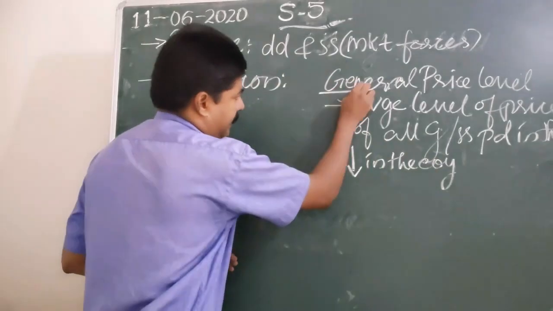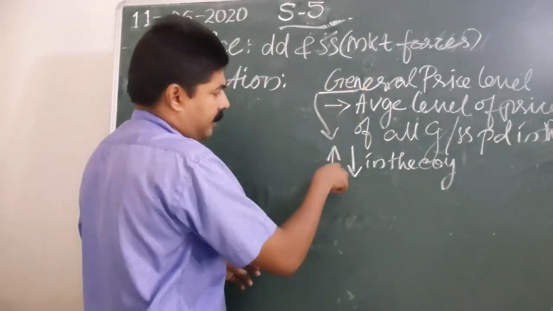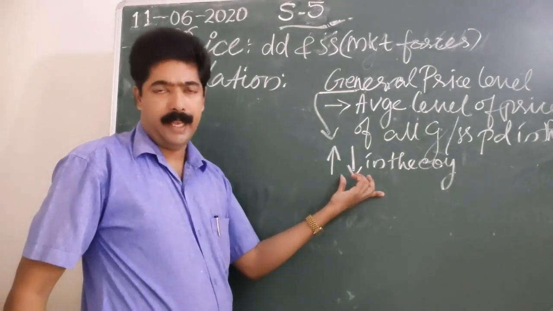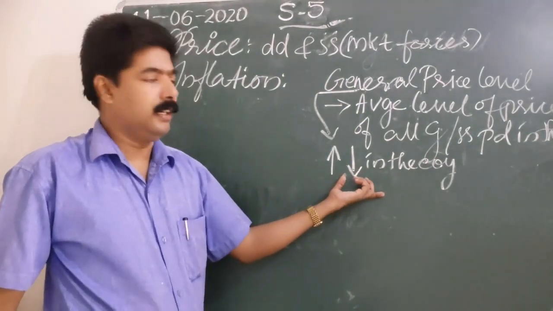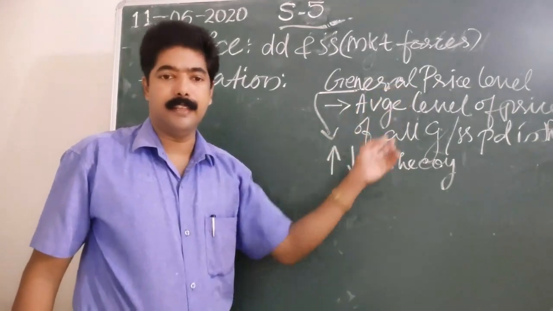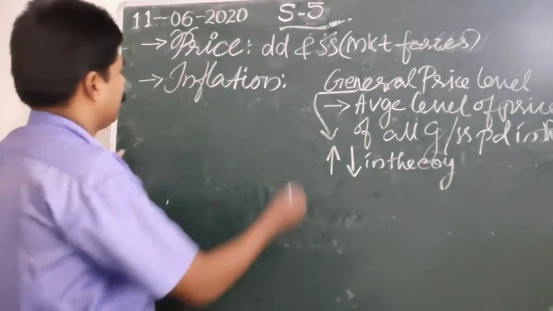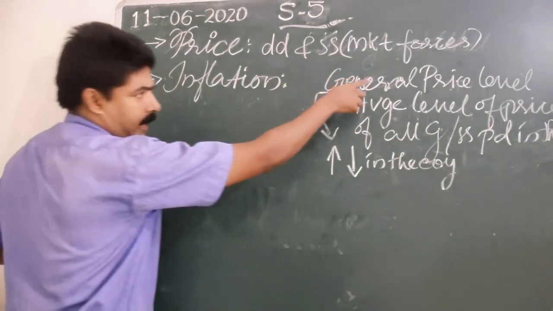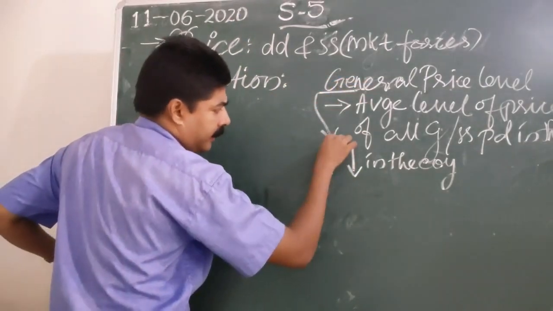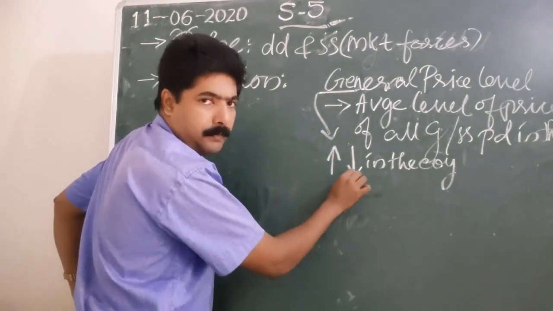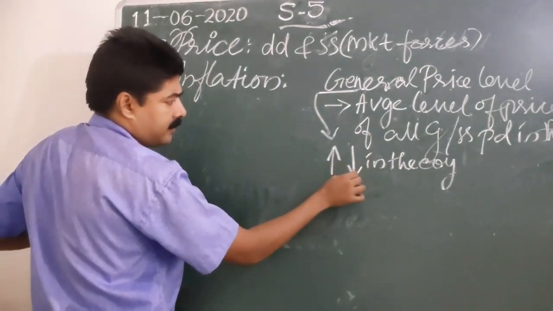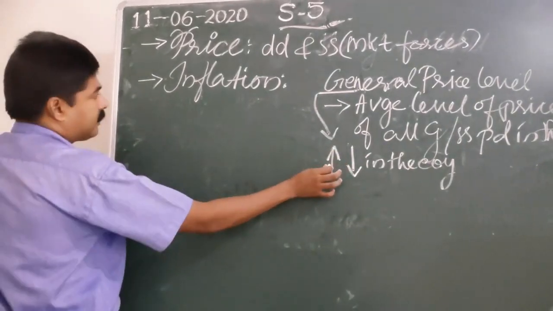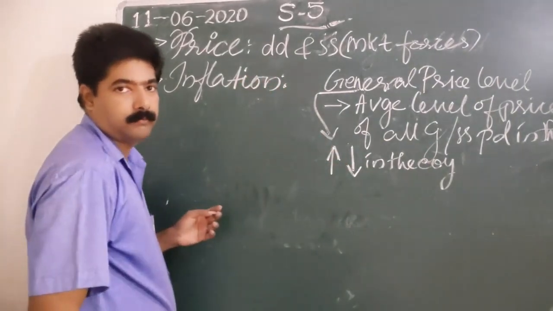This general price can increase or decrease in the economy. During a particular period of time in a financial year, if the general price level increases, that is known as inflation. General price level can either increase or decrease in a particular period of time. If it increases during a specified period, then that is known as inflation.